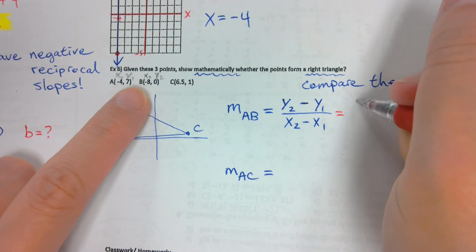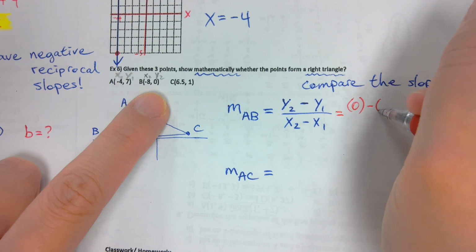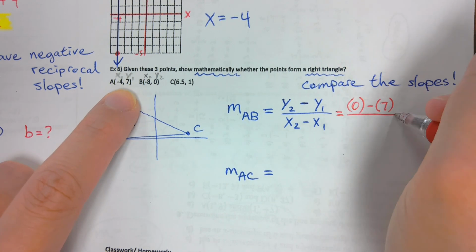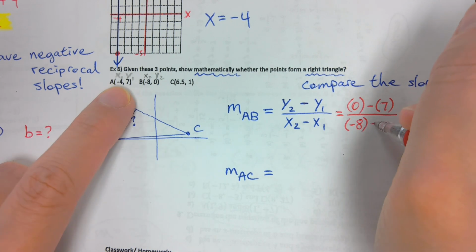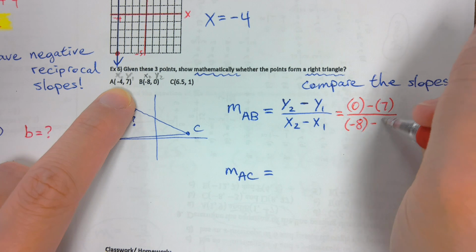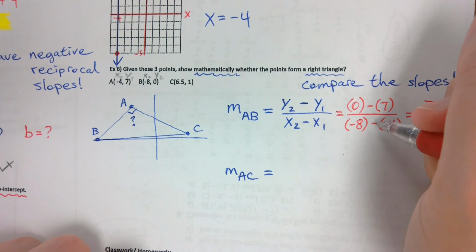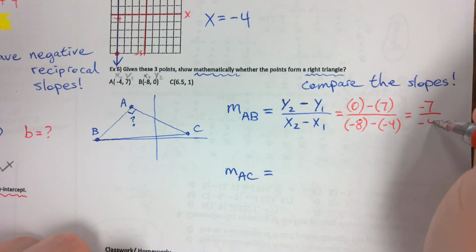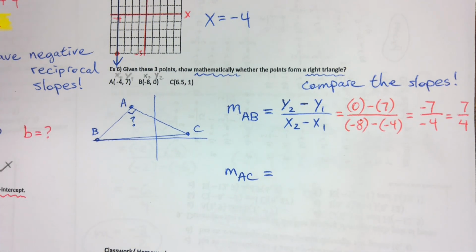So y2 is 0, y1 is 7, x2 is negative 8, x1 is negative 4. So I get negative 7 over negative 4, which simplifies to 7 over 4.